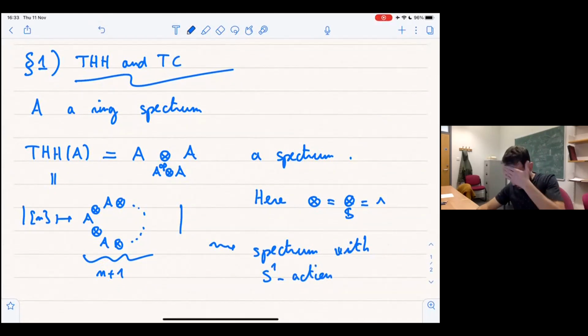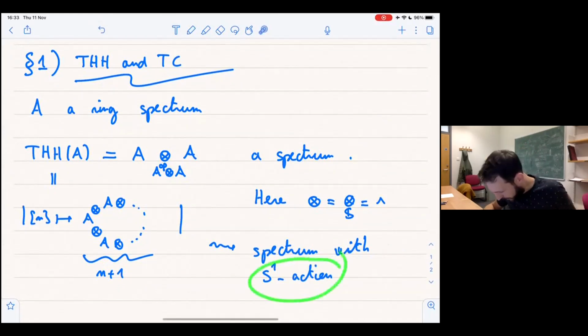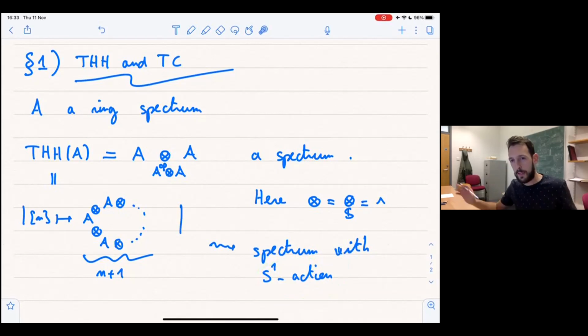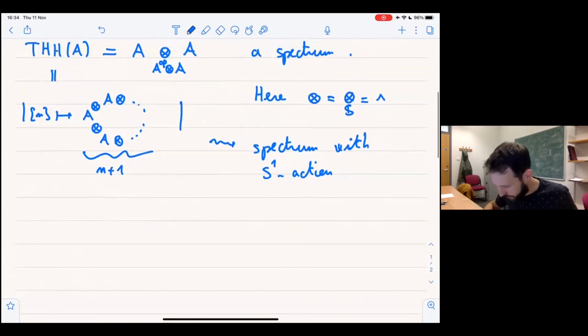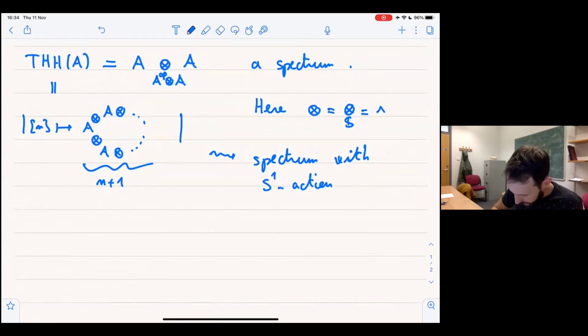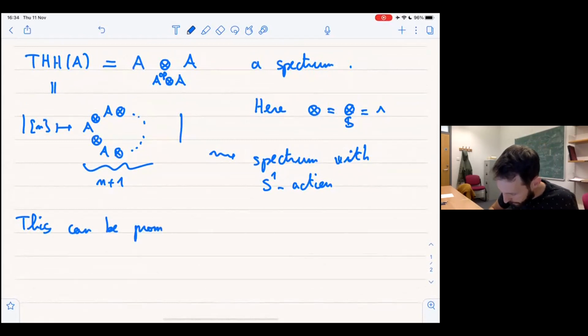But now we need to be careful about what we mean by that. So far I just meant literally a spectrum with an action of the circle. If you are careful, you can actually promote this to what's called a genuine S1 spectrum. There are basically two ways of doing this. Let me tell you how to do that just very briefly. So this can be promoted to a genuine S1 spectrum.